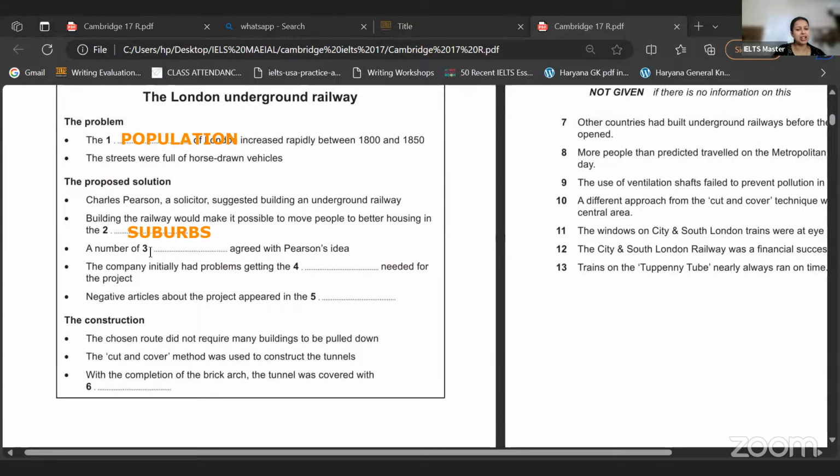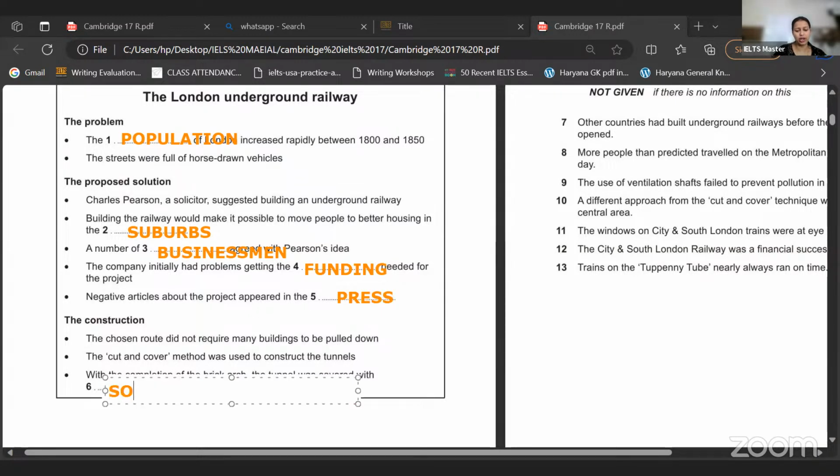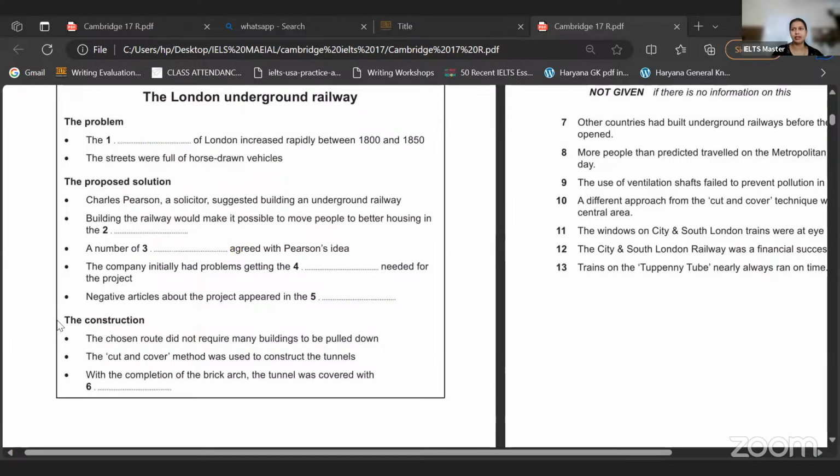Third, a number of businessmen agreed. Fourth, the company had initially had problems getting the funding. Fifth, negative articles about the project appeared in the press. And sixth, covered with soil is the answer. I hope you got to know how we can find the answer for sentence completion.